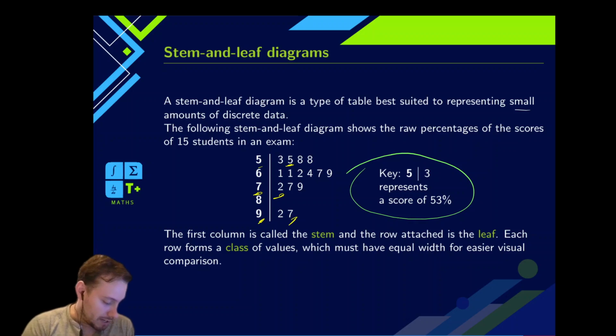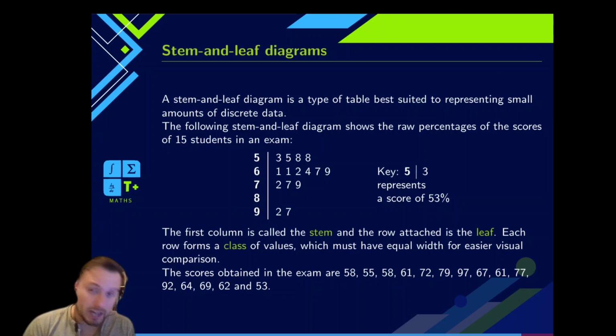Observe that, for example, if you look at the 8, it has no number in the leaf. That means that there were no 80-somethings, there was no 80%, no 81%, there was no value obtained there. So we can take a look at this and say, well, great, which are the actual scores? Well, for example, we have this 58, as we said earlier, was this one here and this one here. But also there was another 58 that is here, and we can observe that there is another 5 and 8 there. So there are two 58s, two 8s in the leaf of the 5.